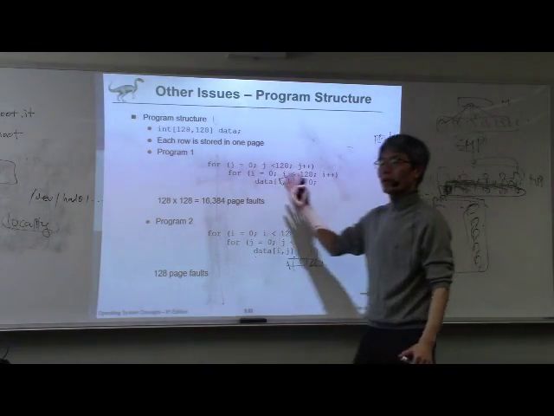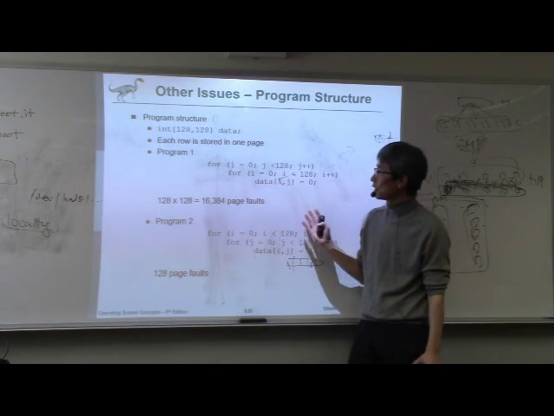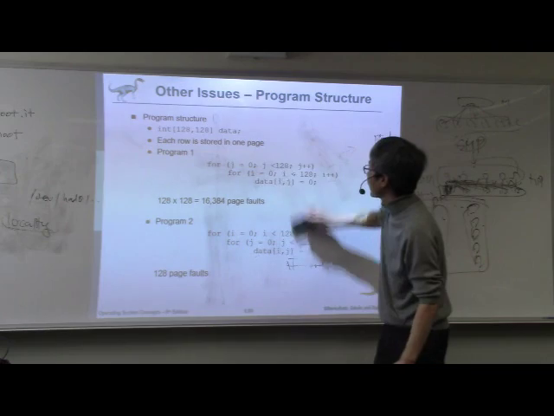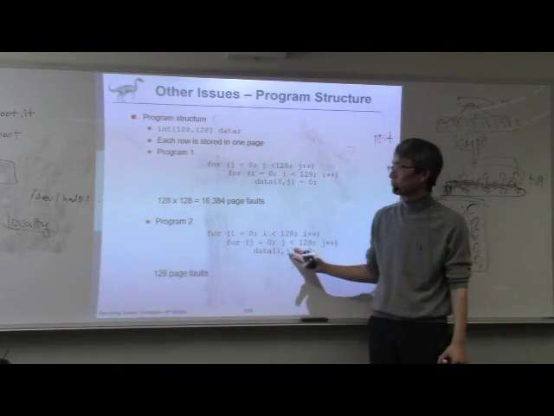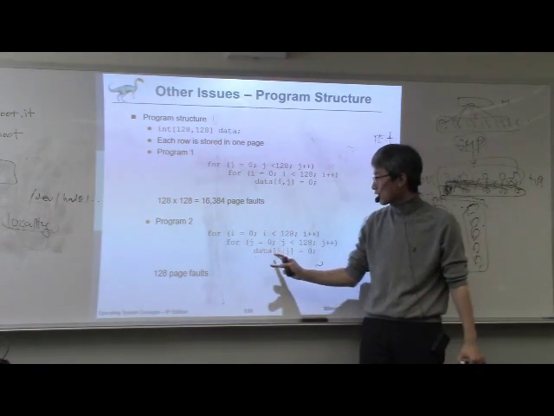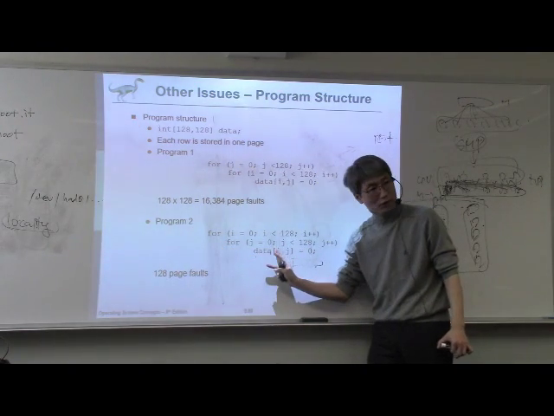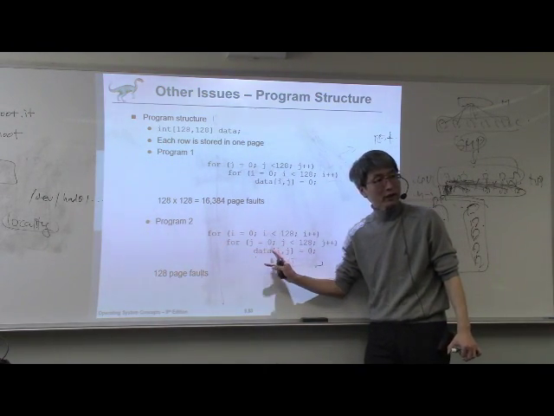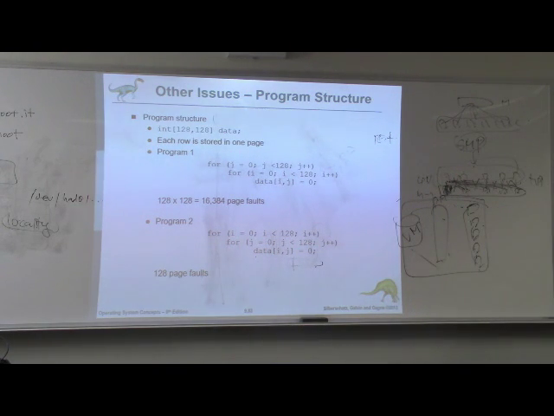Even at the programming level, you can reduce page faults. Probably you learned which one is better. Obviously, you learned this way: I, J, the outer loop is the first dimension of the array, the inner loop is the second dimension. Why is this one better than this one?